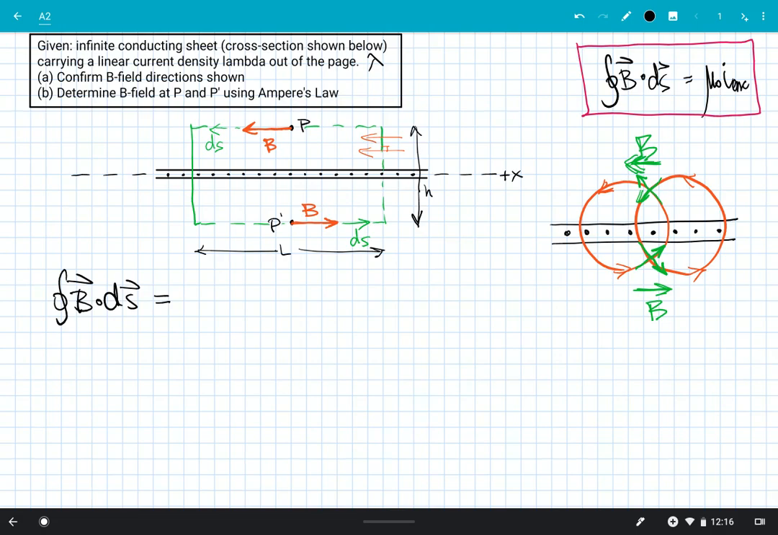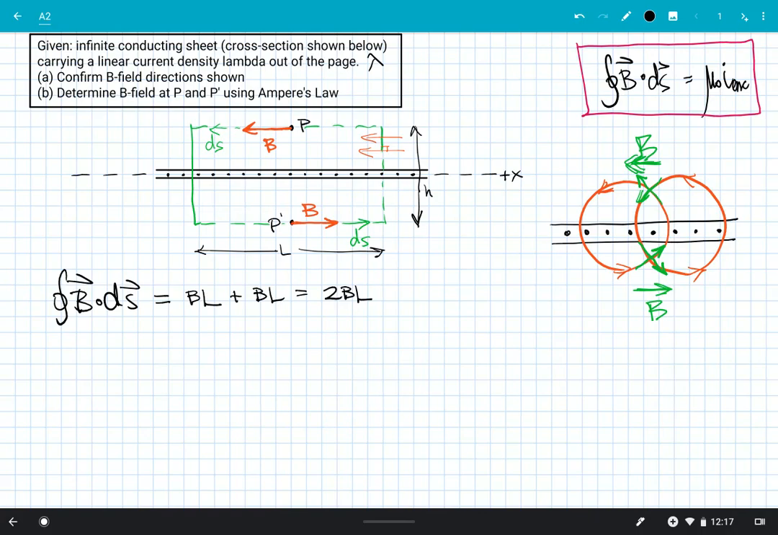but it's good form to totally define your Amperian loop. So for my non-zero parts there, I'm just going to have BL from the top, right? Plus BL from the bottom. So that just gives me 2BL. The sides don't contribute there at all. And when I add up all my ds's along the top and bottom, that's just that length L there. Okay, so that's the B dot ds side.